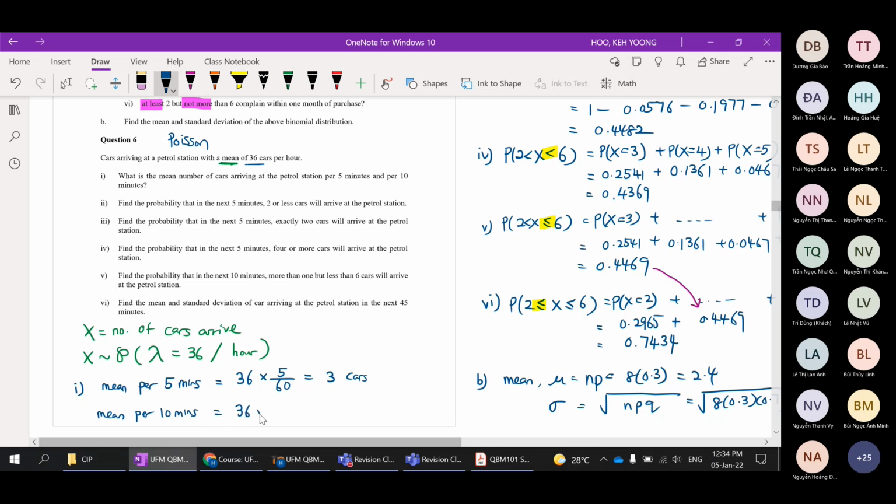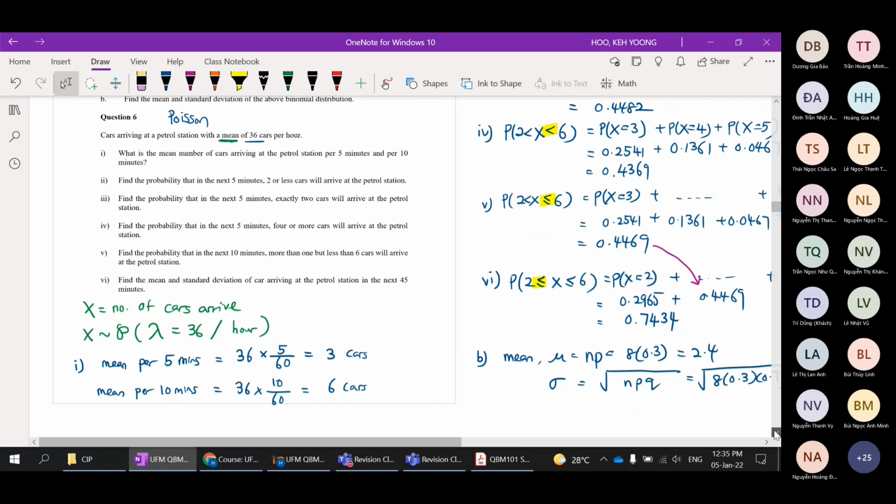So take 36 times 10 divided by 60. So you got 6 cars. So on average, every 10 minutes, 6 cars will arrive. 60 minutes, which is 1 hour, you have 36 cars. Makes sense, huh? So you have to do some adjustment here when the time period is different.